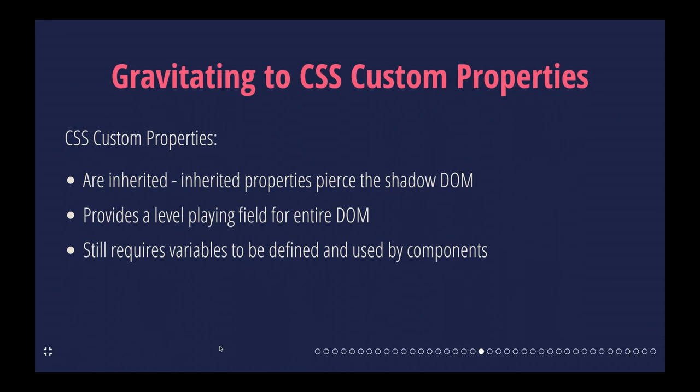But in working more with this library, where we kind of gravitated to was using CSS custom properties as much as we can. And that also seems to be a common approach in similar web component libraries that I've seen. Some reasons for that, one that we talked about is that these are inherited, so it really gives you a level playing field in that you could set, for example, your font stack at the root of the document, and that's going to affect styling outside of your components, styling inside of your components. But you still have to define those variables and create this system of a way to affect their styling.